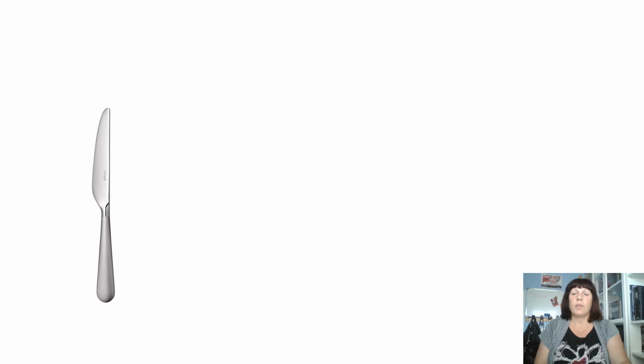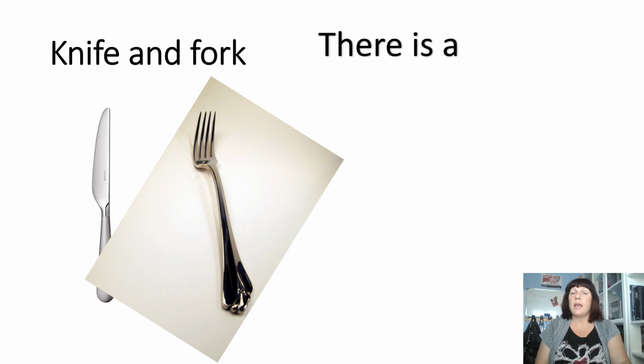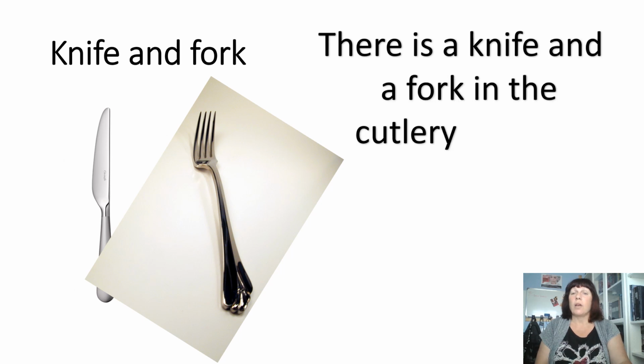What's that? Quite easy, this one. And what's that? Yes, we use those together. It's a knife and fork. There is a knife and fork in the cutlery drawer. But did you notice I can also say there is a knife and a fork in the cutlery drawer.